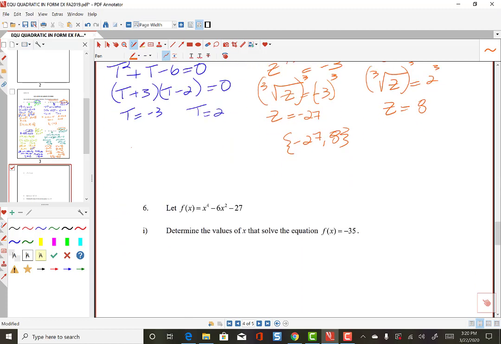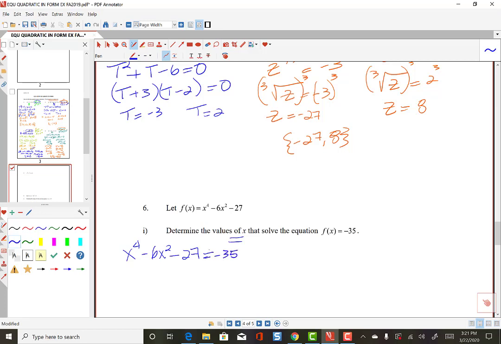Okay, now we got, I think, 2 more using the same function here. So here we want to determine the values of x that solve the equation f of x is equal to negative 35. So here we're trying to find x values. I'm going to set the entire function equal to negative 35. So I'm going to say x to the 4th power minus 6x squared minus 27 equals negative 35.